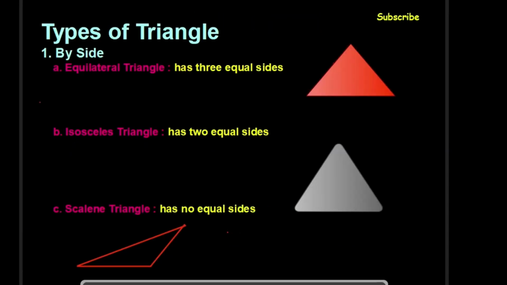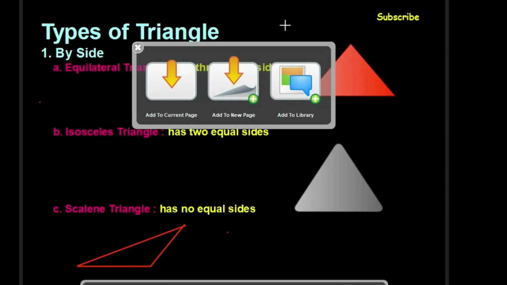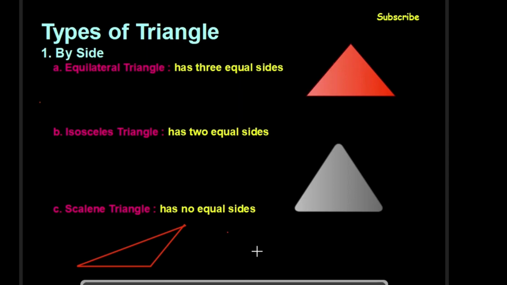So starting with types of triangle. By categorization by sides and angles, we have categorized the types of triangle into two parts. First, by sides. There are three types of triangle by sides. Equilateral triangle: if all the sides of a triangle are equal, that means this and this, if all are equal, then we call it an equilateral triangle.